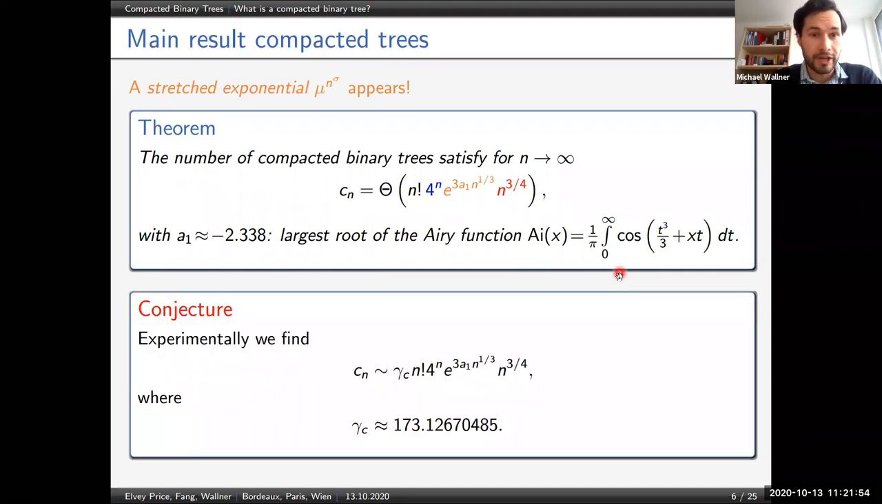And what we conjecture based on numerical experiments is that this is not only a theta result, but that an asymptotic equivalence should also hold, with a constant which we can compute very accurately, but our method does not give the constant. So far we can only prove that there is a constant such that it's upper bounded and lower bounded by this complexity class. Okay, so this is the first main result on compacted trees.